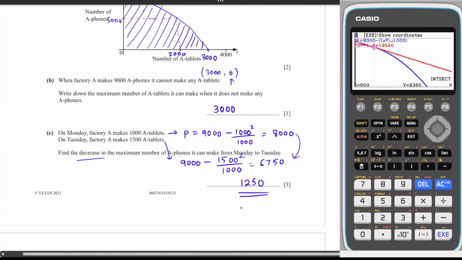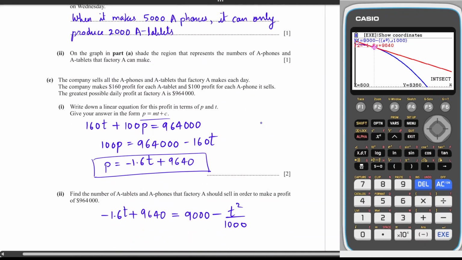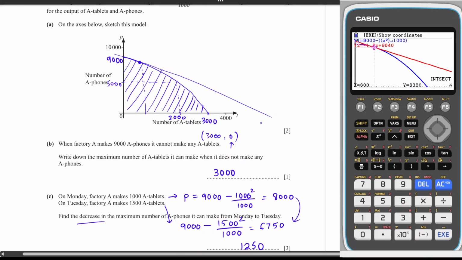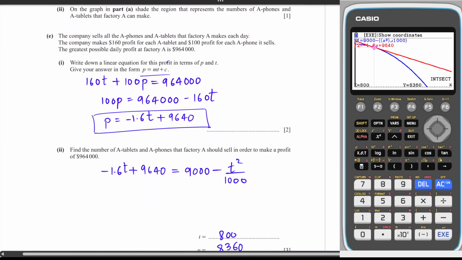You can also draw this just to explain what you have done here. You can simply draw a line here like this. So just to show, this is your point. This is the line which is minus 1.6T plus 9640. And this is my point, which is 800, comma 8360. So in this sketch itself, this can also be a method which you're showing.